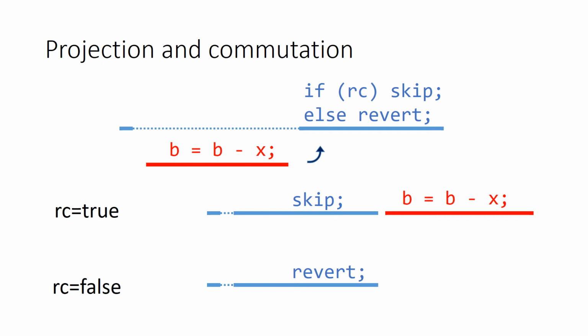It is possible to combine projection and commutation to reason about complex code with branching. Here, the red code updates a global variable b, and the blue code either does nothing or reverts all effects. Revert is a special instruction in Ethereum. In this case, we can show by case splitting that if RC is true, then we can apply commutativity. But if RC is false, then it is movement by projection that holds. In both cases, the red callback can be moved to the right.